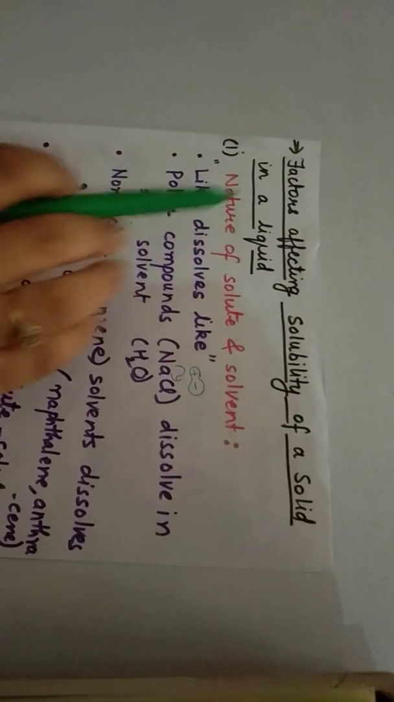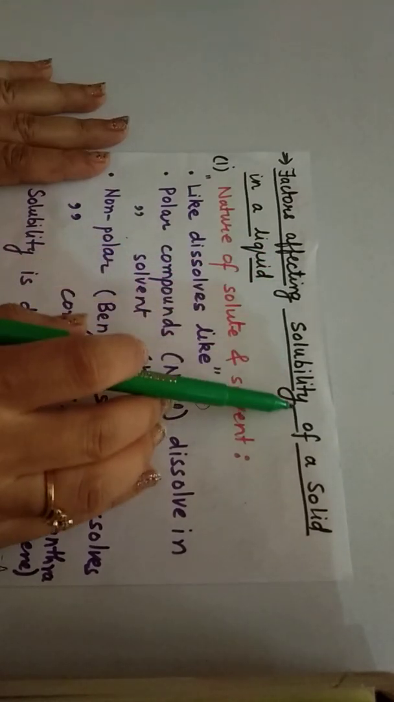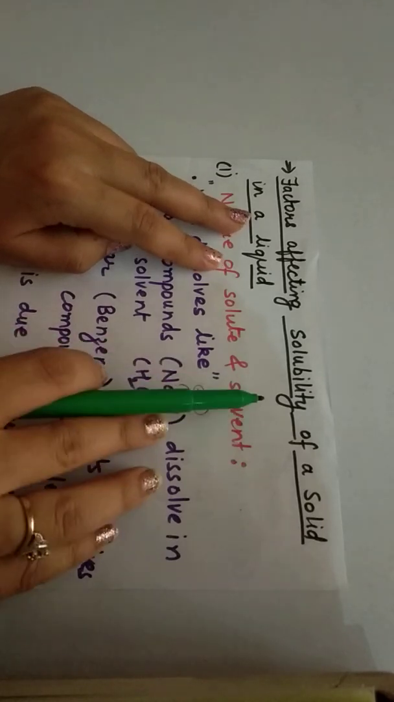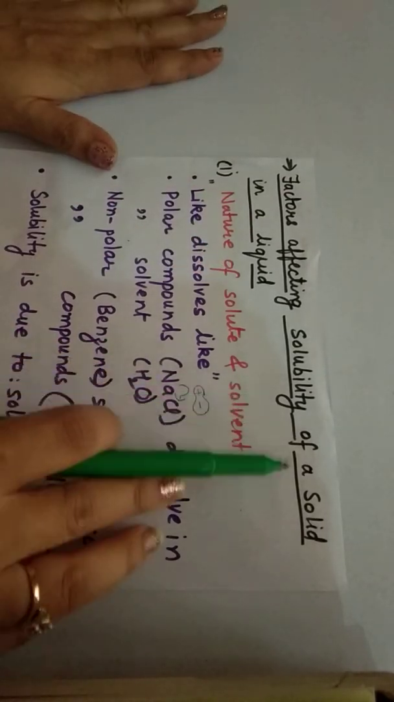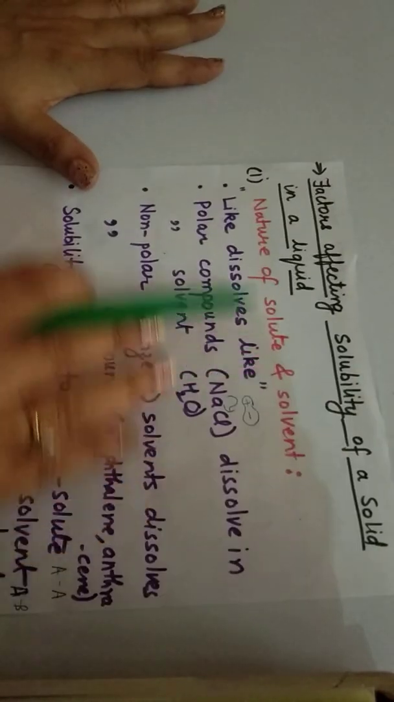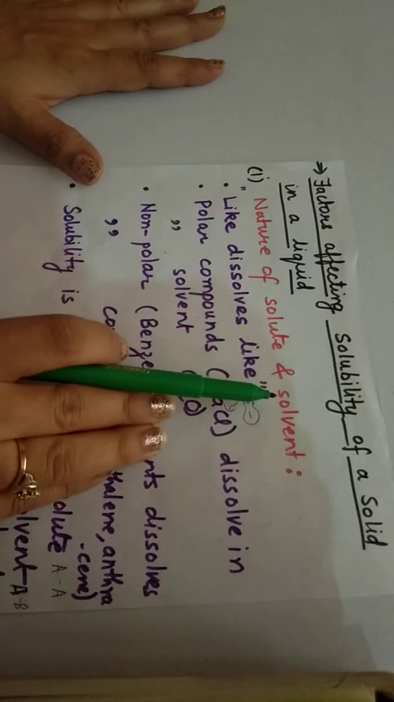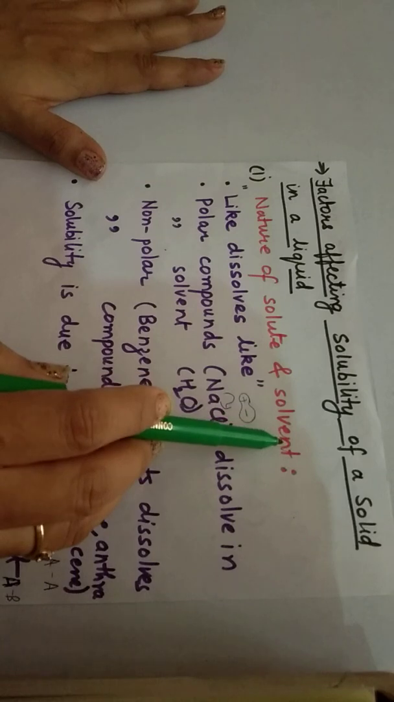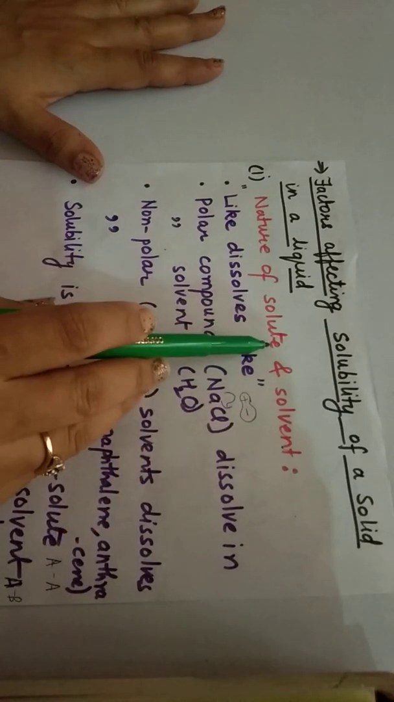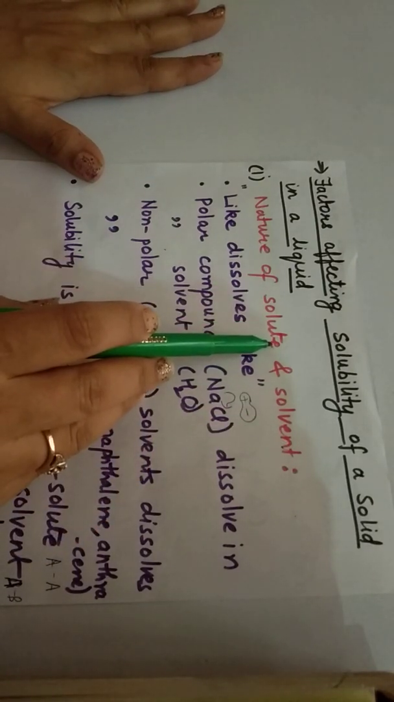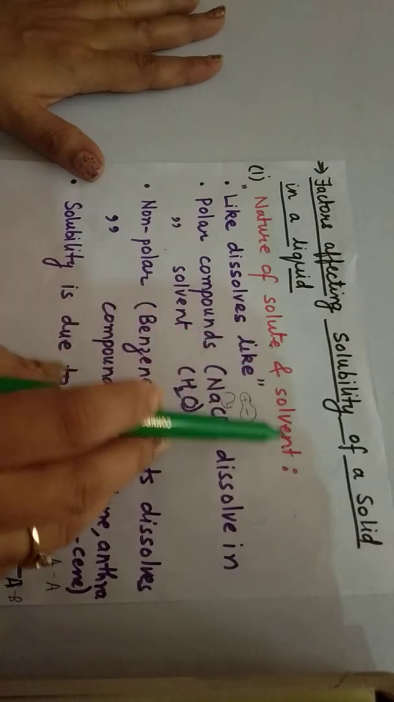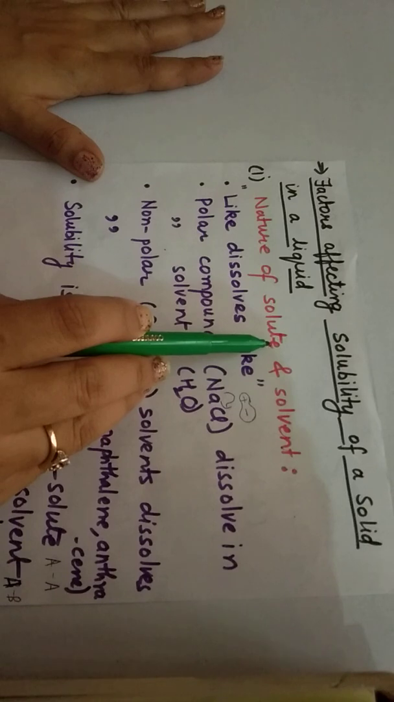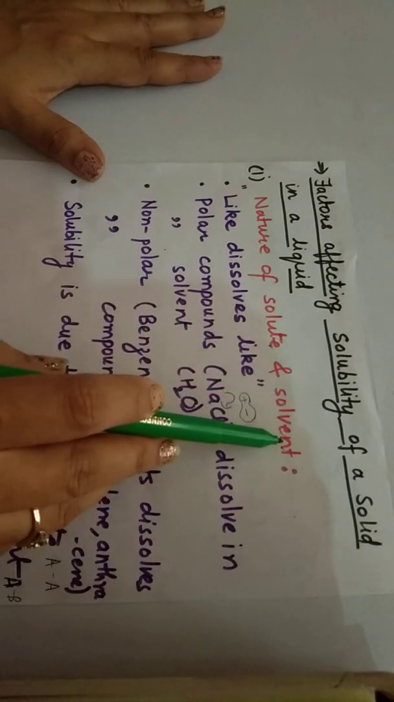Next topic is, what are the factors that affect the solubility of a solid in a liquid? What are the things which are affecting the solubility of a solid in a liquid? So first one is the nature of the solute and the solvent. You know, we have added sugar particles into the water. So it will depend upon the nature of the solute particles and the nature of the solvent particles, whether the solute is soluble in a given solvent or not.